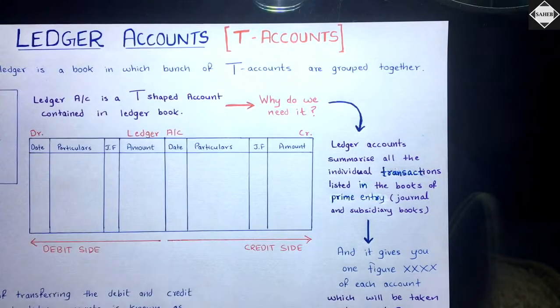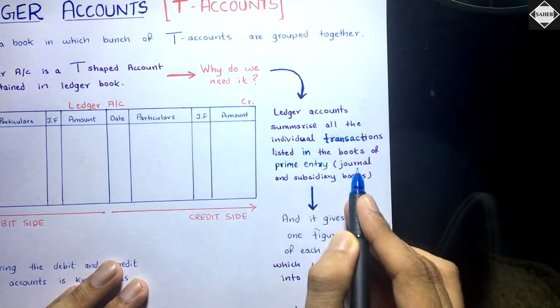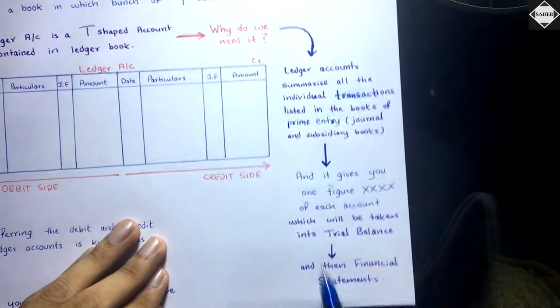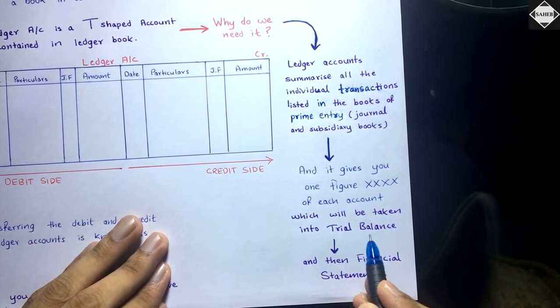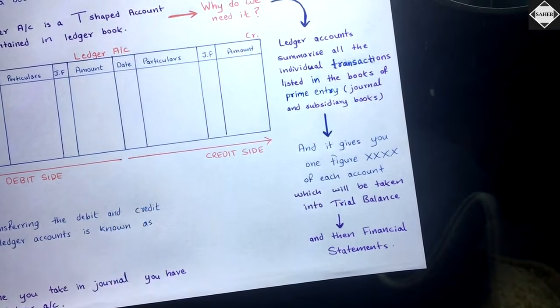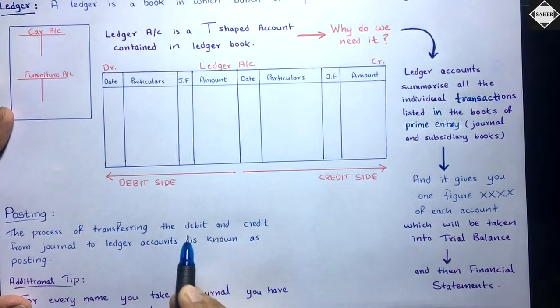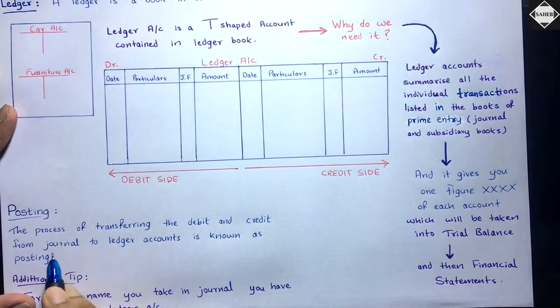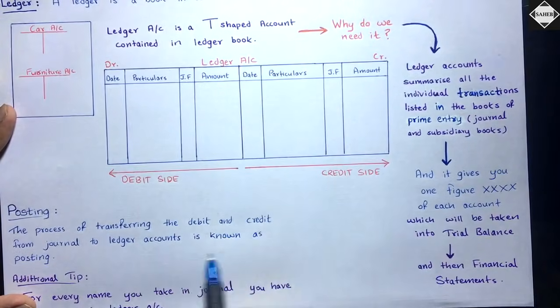So that's why we prepared the ledger account: to summarize all the individual transactions listed in the books of prime entry, journal and subsidiary books, so that it gives you one figure, one number for each account, which will be taken into the trial balance and then to financial statements. Simple as that. Is that okay? And the process of transferring the debit and credit from the journal or the subsidiary books to the ledger accounts is known as posting.